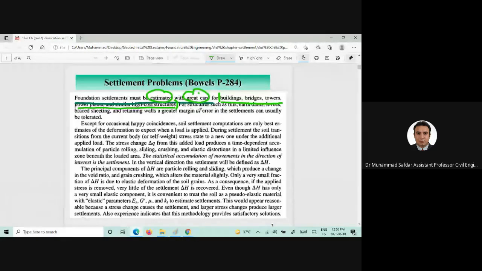Now, there are other structures which can tolerate a greater margin of error for the settlement calculation. So, for example, fills, earth dams, levees, braced sheeting, and the retaining walls. If we make an error there, it can be tolerated.